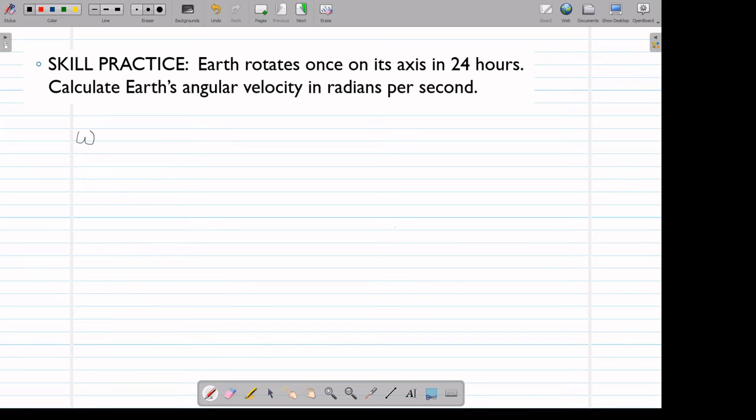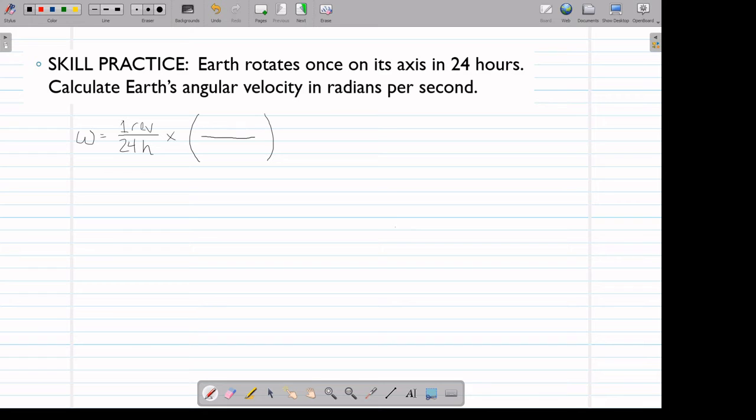Well, we are told that the angular velocity is 1 revolution in 24 hours. And we wish to convert that into radians per second. So the first thing we're going to do is set up a conversion factor to take care of our revolutions.